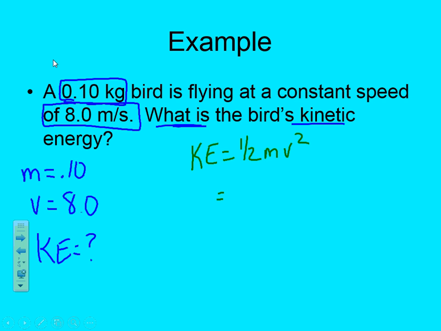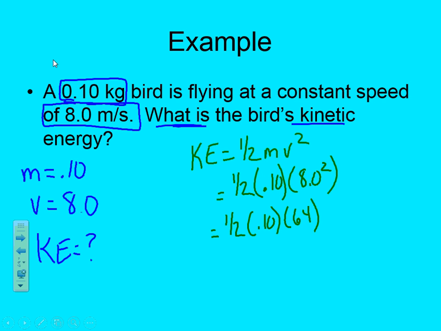Well, we know that KE is equal to 1/2 mv squared. So let's plug in our numbers. It's equal to 1/2 times our mass, 0.10, times our velocity squared. So we're going to plug in 0.5, which is 1/2, times 0.1, times 8.0 squared, which is 64. Then you multiply everything together: 0.5 times 0.1 times 64 equals 3.2. The kinetic energy of the bird is 3.2. What is our unit? As always, for anything for energy, our unit is always going to be joules. So that's an example using kinetic energy.